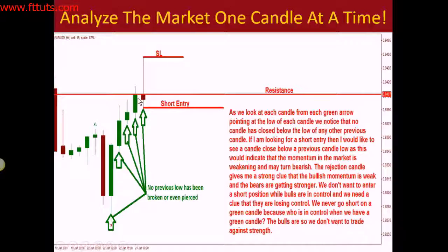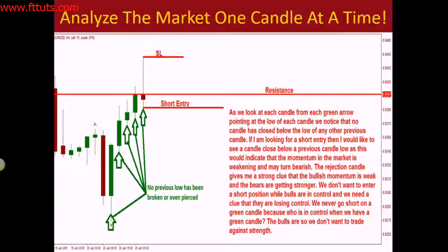All right, the rejection candle gives me a strong clue that the bullish momentum is weakening and the bears are getting stronger. So we don't want to enter a short position while bulls are in control, right? And so we need a clue that they're losing control. The first sign of a clue is that you had this big rejection. That showed that the bulls were unable to sustain this move, and the bears pushed it right back down and stayed below resistance. And staying below resistance again is another big sign. The market was unable to break resistance.